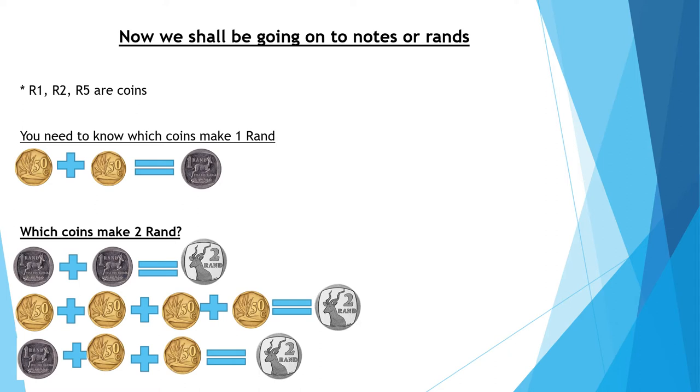Now we shall be going on to notes or rands. You need to know which coins make 1 rand. That is, 50 cents plus 50 cents equals 1 rand. Which coins make 2 rand? That is, 1 rand plus 1 rand equals 2 rand. Or 50 cents plus 50 cents plus 50 cents plus 50 cents will give you 2 rands. Then we have 1 rand plus 2 rand plus 2 50 cents coins that will give you 2 rands.